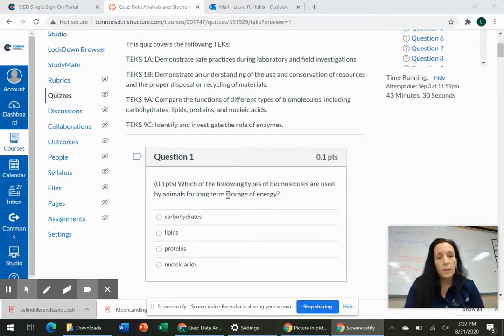So question 1 says, which of the following types of biomolecules are used by animals for long-term storage of energy? This is just a regular question. Should be a very simple question if you studied or look at the notes or even listen to me review in class when you were here this week. So this would be lipids. Okay, number 1 would have been lipids.